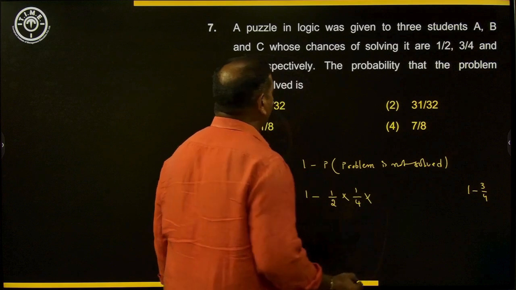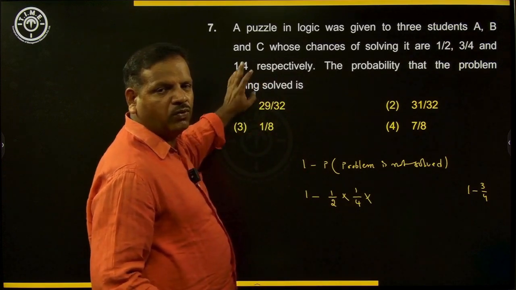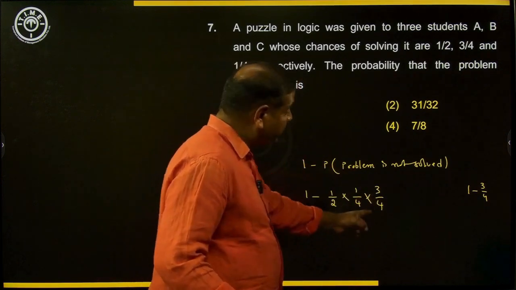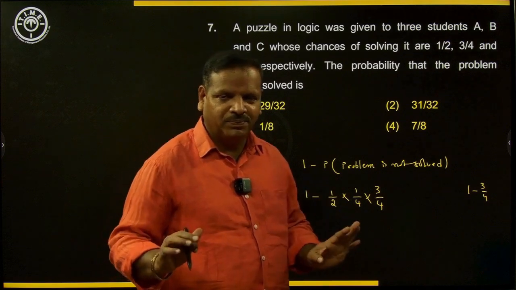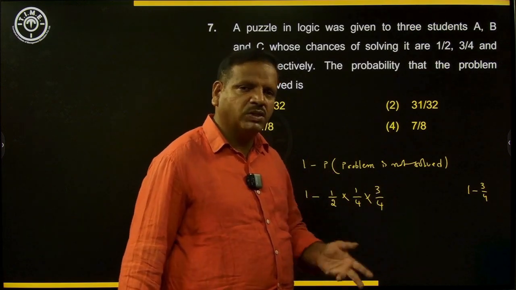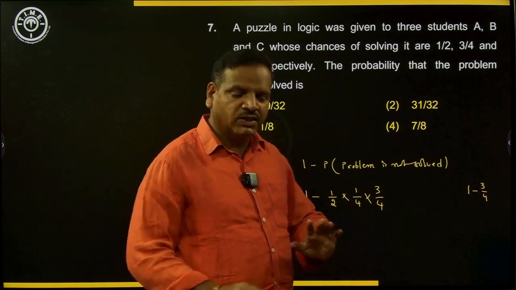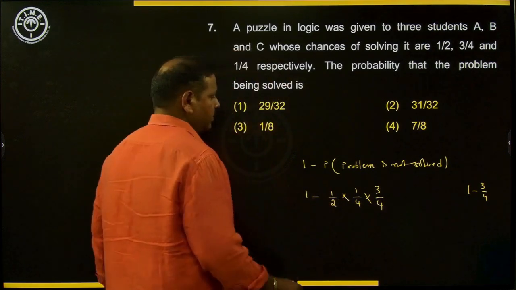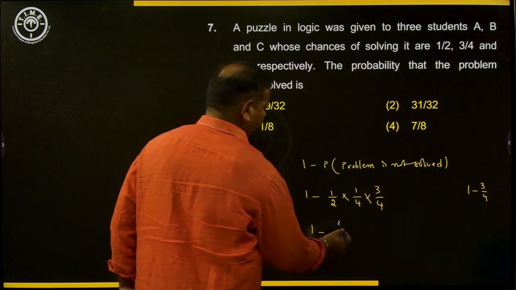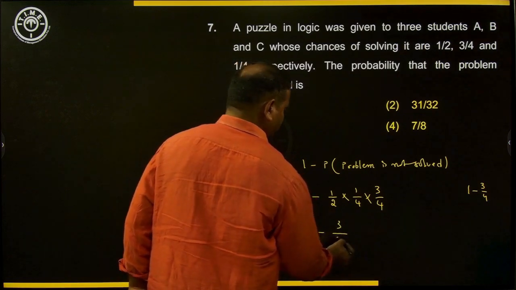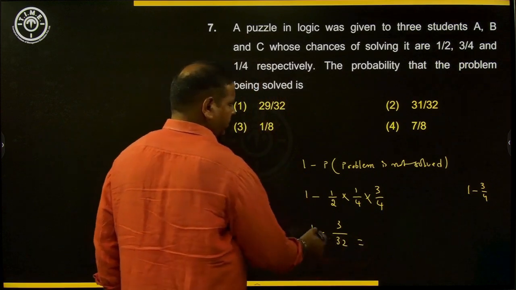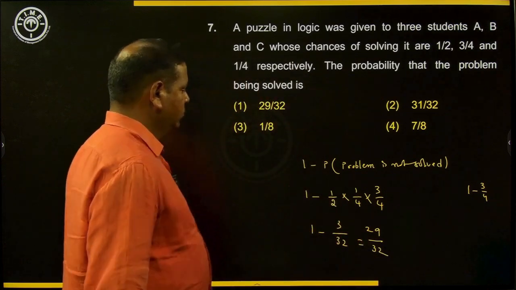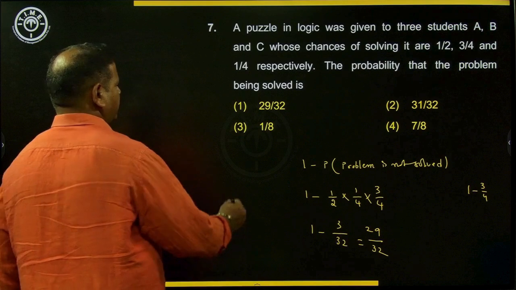Next, the third person: success probability is 1 by 4, failure probability is 3 by 4. The problem being solved means someone among the 3 persons solves it. The opposite is the problem not being solved at all, and that I am subtracting from the total probability. Simple. So 1 minus 3 by 32, which is 32 minus 3, 29 by 32 is the answer. Which option is that? First option.